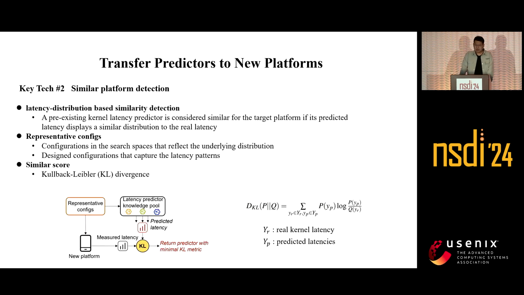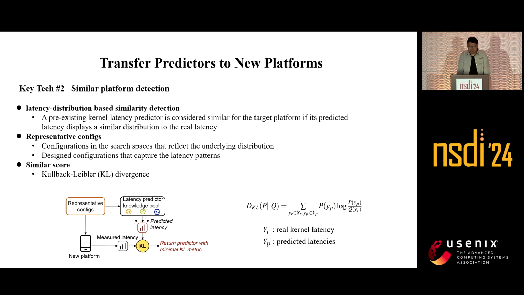So, how do we identify the most similar predictor for a new platform? Since most other platforms are black boxes, we use a latency distribution-based method to perform similarity detection, which means if the latencies of two platforms follow a similar distribution, we consider them similar platforms. We first design a few representative configurations. These configurations are collected in two ways. First, we sample in the search space to reflect the underlying distribution, and others are designed to capture the latency patterns, which reflect the on-device optimizations.